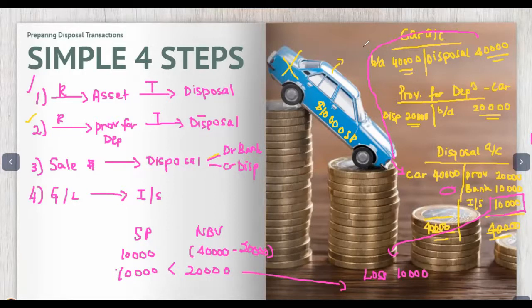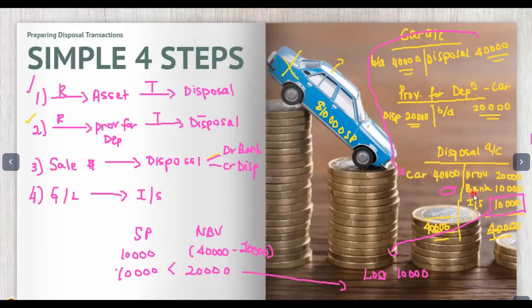Secondly, we will remove the provision that we have made for the car to the disposal account. And thirdly, we will record the bank amount, how much we sold the car for. And lastly, we will figure out whether there's a gain or loss in the transaction, right?